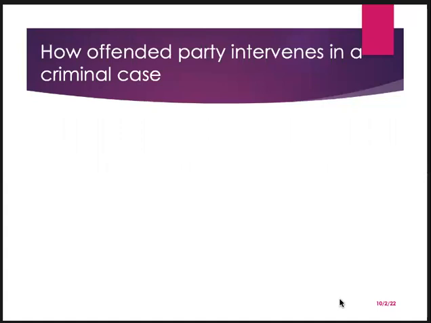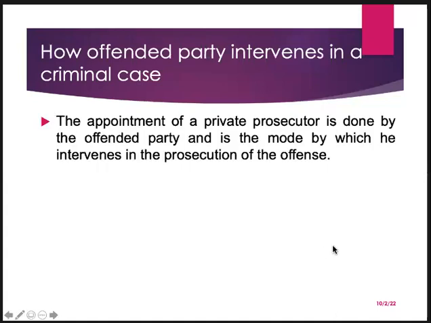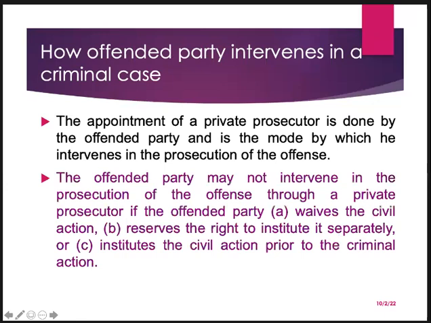Now, how can the offended party intervene in a criminal case? Well, the appointment of a private prosecutor is done by the offended party and is the mode by which he can intervene in the prosecution of the offense. The intervention is, however, only allowed where the civil action for the recovery of the civil liability from the offense charged is instituted in the criminal action pursuant to Rule 111, which we will discuss later after Rule 110.